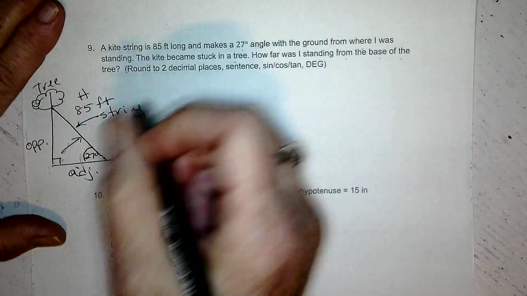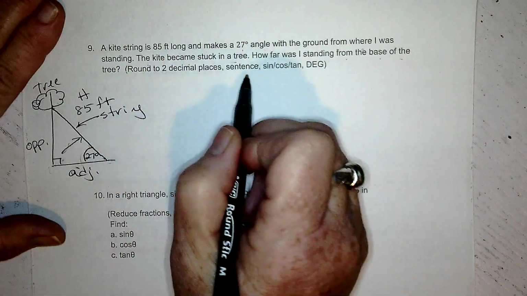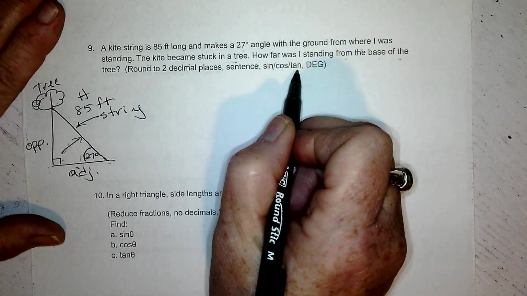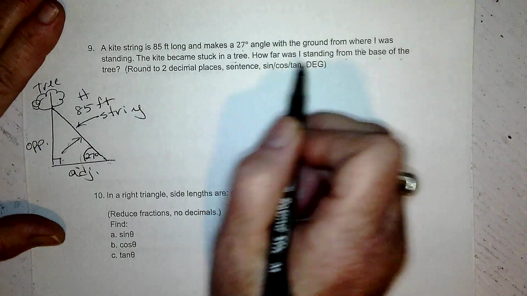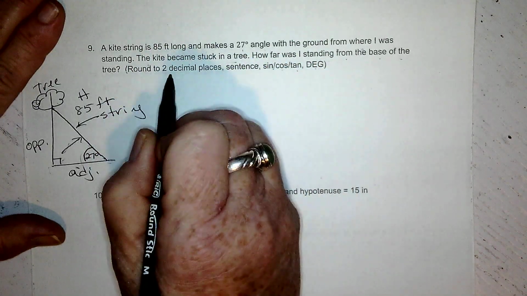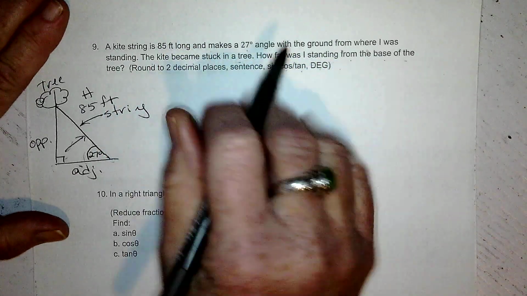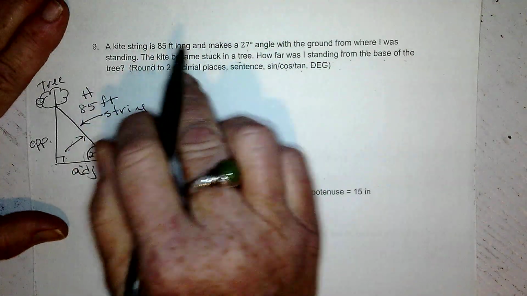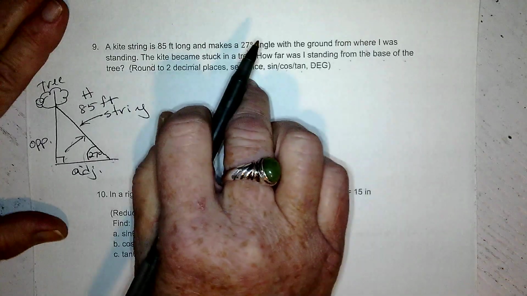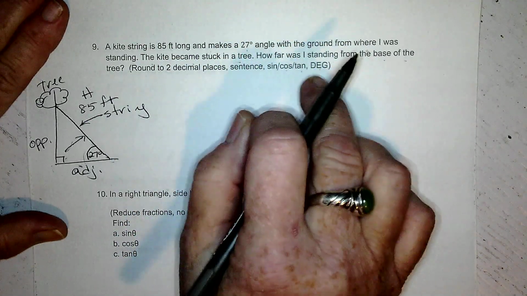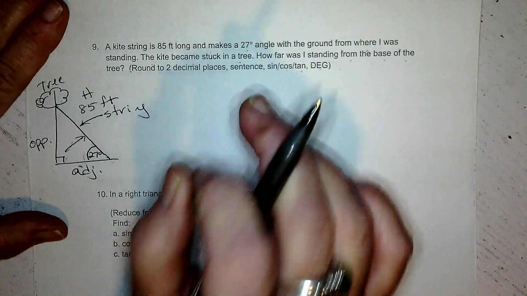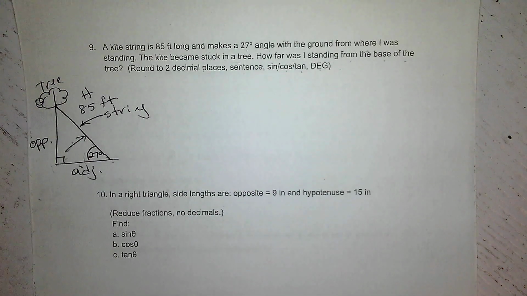Okay, so again, we only want to use sine, cosine, tangent. We want to make sure our calculator's in degrees. We want to provide a sentence, and we want to round to 2 decimal places. I'm not going to provide you all this. These are hints to help with the review. I'll tell you what to round to, but I'm not going to remind you to write a sentence, which function to use, and to make sure your calculator's in degrees. These are things you need to know.